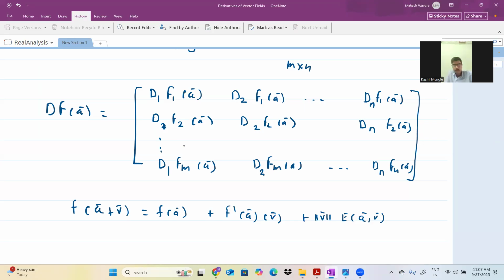And in the next lecture, we are going to discuss how differentiability of a vector field implies continuity of that vector function. If a vector field is differentiable, then it must be continuous at whatever point we choose.